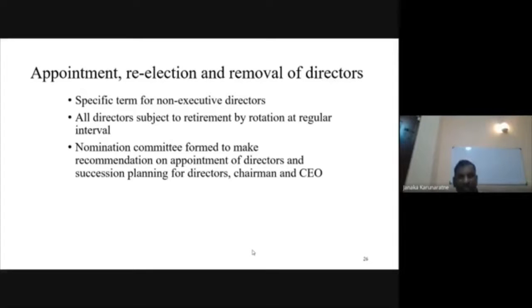All directors are subject to retirement by rotation at regular intervals. So directors are subject to retire by rotation every period, maybe 3 years, 4 years.